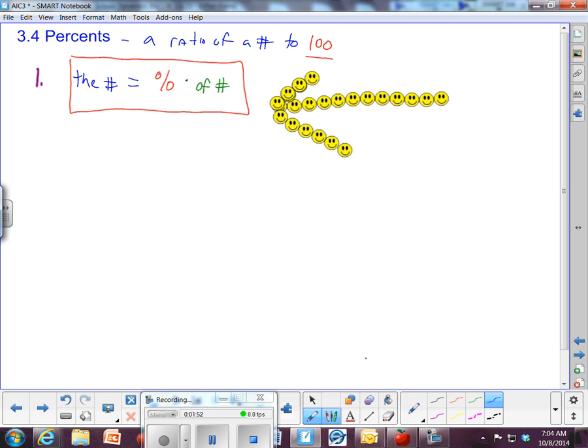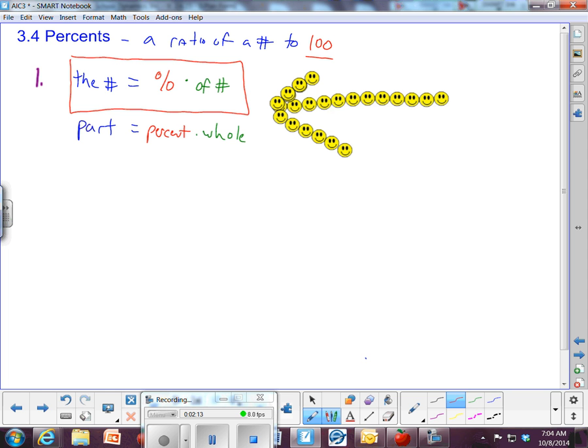I think our book puts it this way, and it's the first time I've seen a formula like this: the part equals the percent times the whole, and that's really what's going on here. The of number is the whole, the number is the part, the percent is the percent.